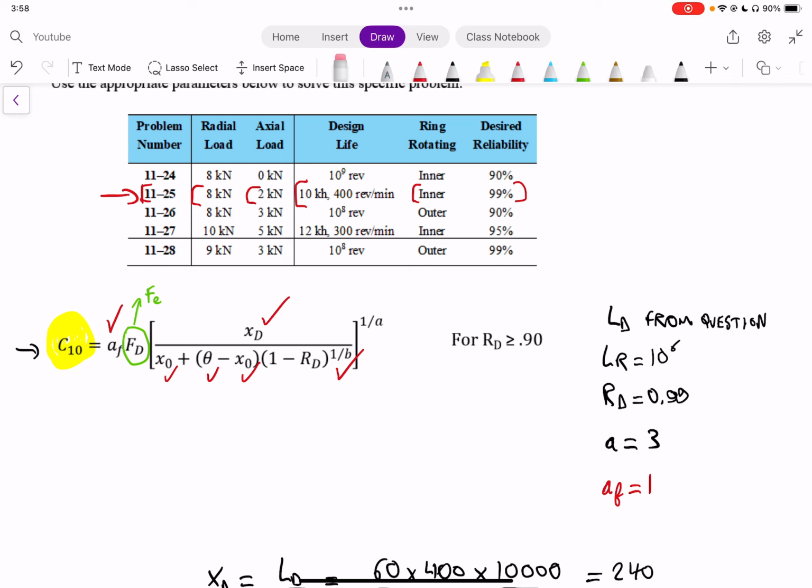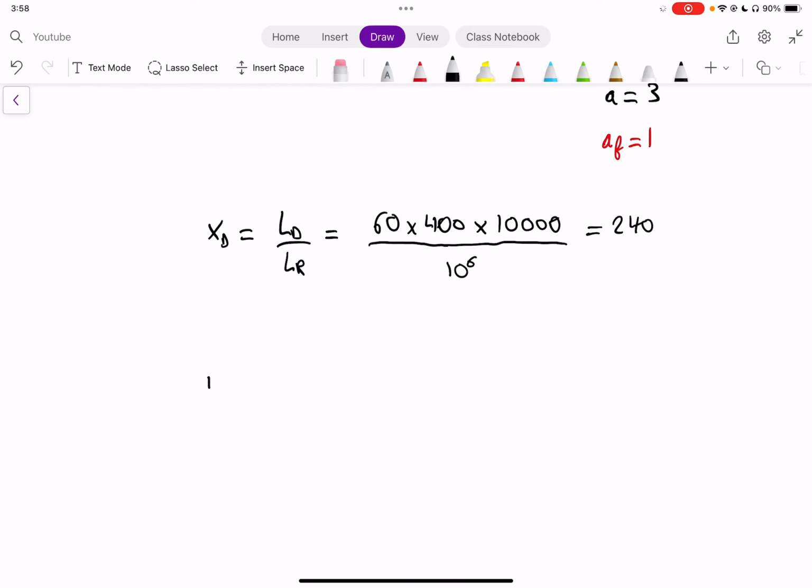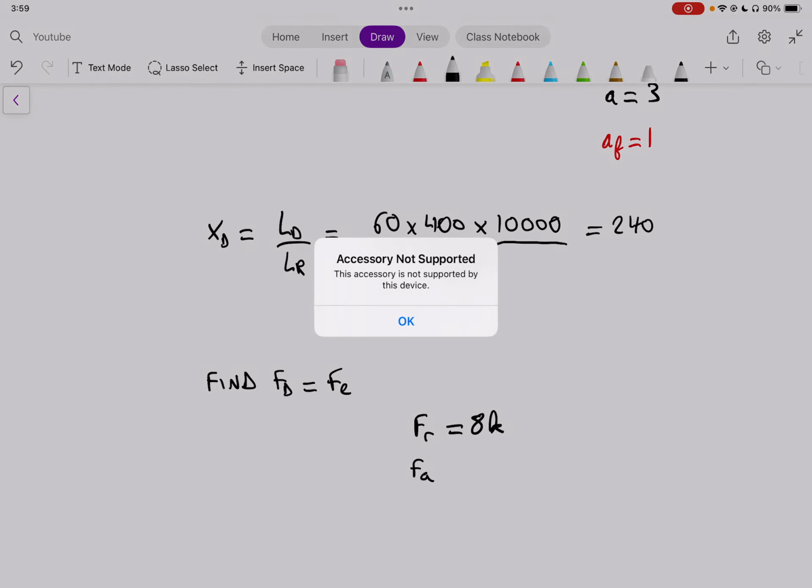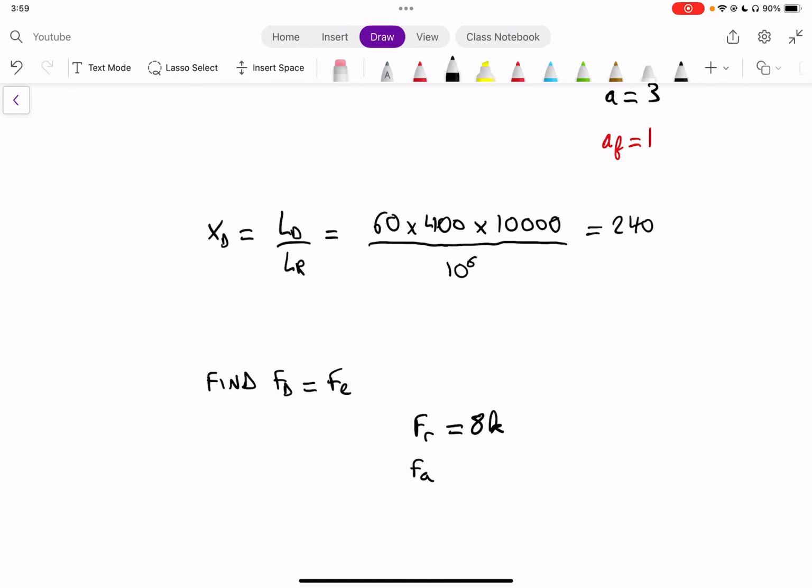So the next step and the only step left is finding FE, or finding F desired. Okay, so we need to find FD. And in this case, FD is going to be equal to FE because we have axial loading. So we need to convert our FR and FA to an equivalent force in the radial direction. We're going to start with FR equal to 8 kilonewtons, and FA is equal to 2 kilonewtons, and we also know that V is equal to 1 because we have inner ring rotation.